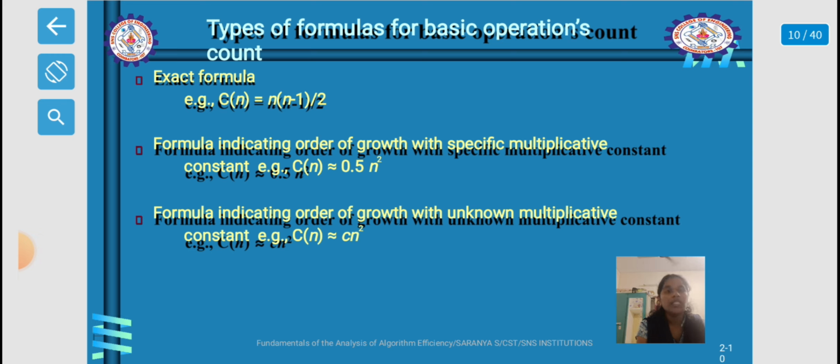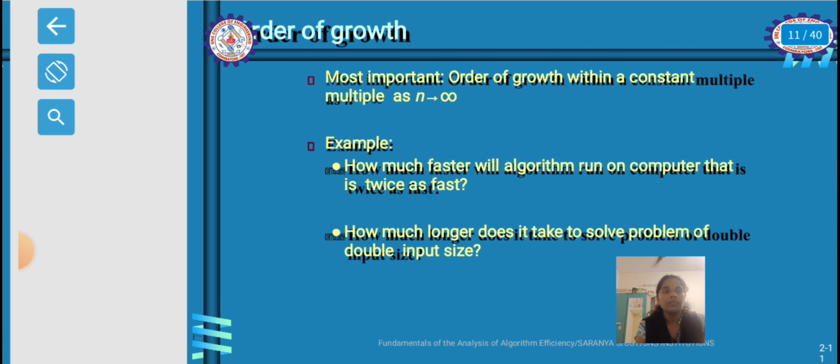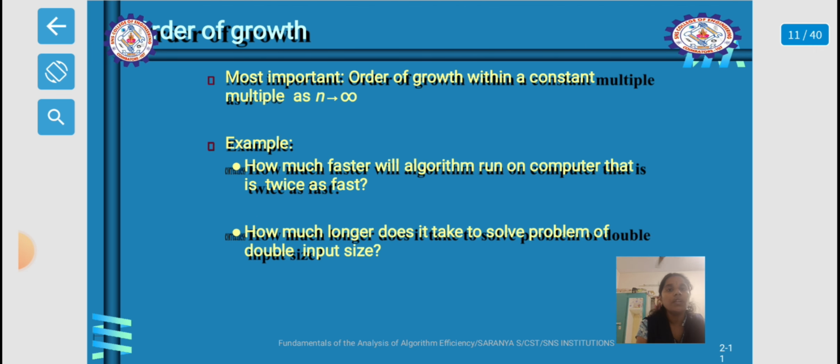A formula indicating the order of growth with an unknown multiplicative constant, for example C of n equal to c into n squared. The most important thing is the order of growth within a constant multiple as n tends to infinity.